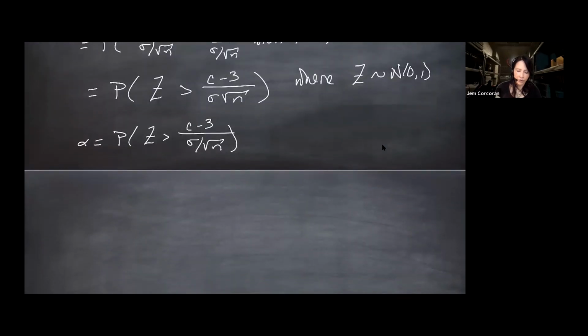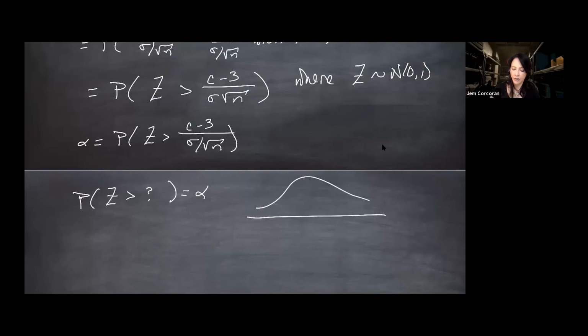And so we can find a number that Z is above with probability alpha. If you draw a picture, you have your standard normal PDF, and you're looking for a number that you are above with probability alpha. This is a critical value that we've already named lowercase z sub alpha. So this question mark has to be this critical value, lowercase z sub alpha.